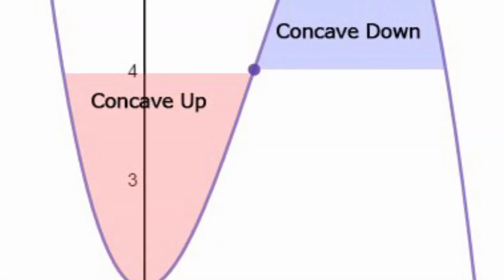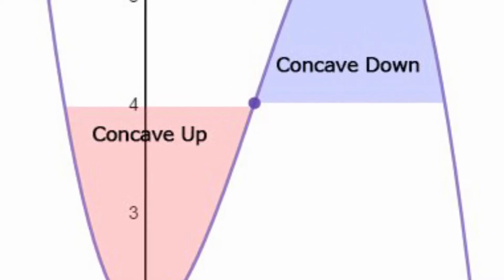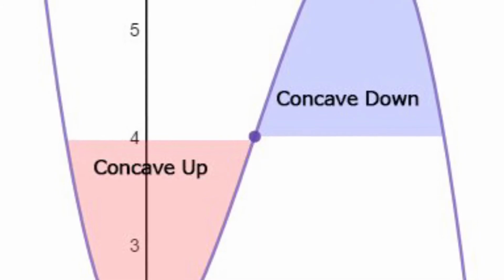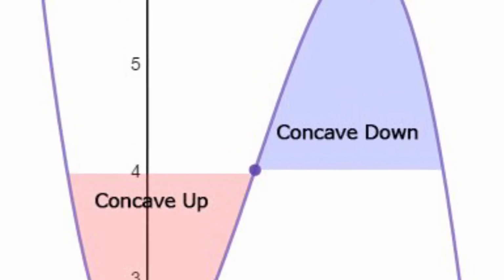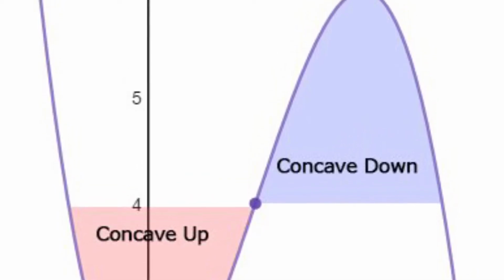All right, before we go any further, let's talk about what it means to be concave up and concave down. Concave up means your graph looks like a U shape. It's usually decreasing and then increasing. If it's concave down, it's an upside down U shape, which means it's increasing and then decreasing.